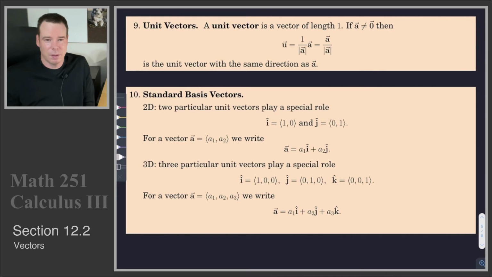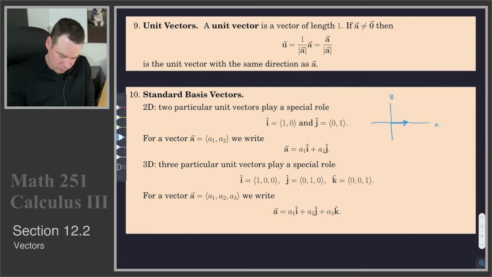In 2 dimensions, our standard basis vectors are i and j, and we usually say i hat and j hat to designate them as vectors. The little hat symbol is used in place of the arrow symbol, just because these vectors have special status. In 2 dimensions, they look like this. We've got our x-axis, we've got our y-axis. i hat is the unit vector, a vector of length 1, that points in the x direction. And j hat is a vector of length 1 that points in the y direction.